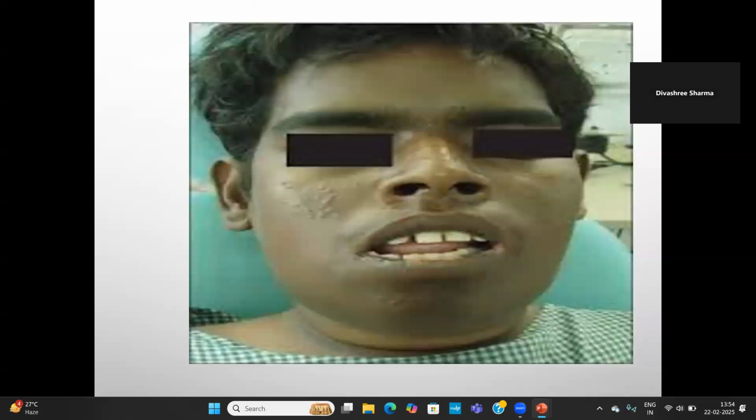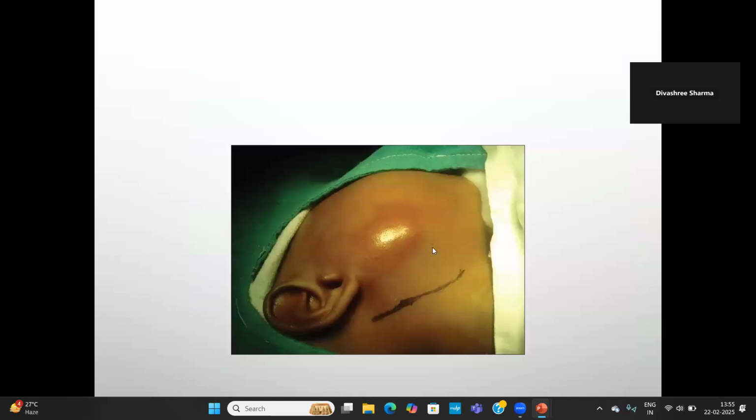This is classically a patient of Ludwig's angina, whereby you can appreciate bilateral swelling of the three spaces, submental, sublingual, and submandibular space. This is a hard, brawny swelling. The patient is unable to close the mouth. The tongue you can appreciate is hard, and it has elevated the floor of the mouth.